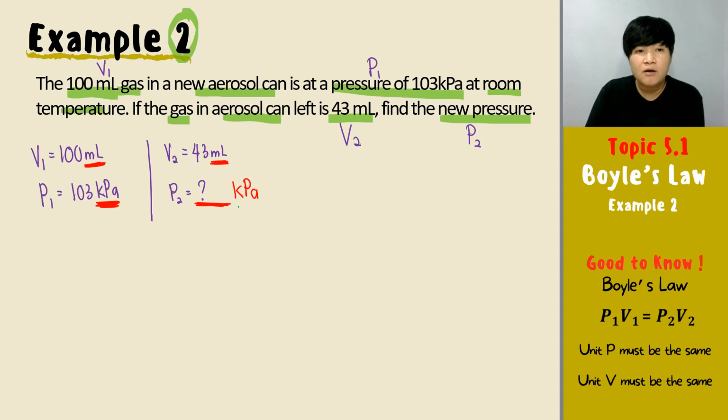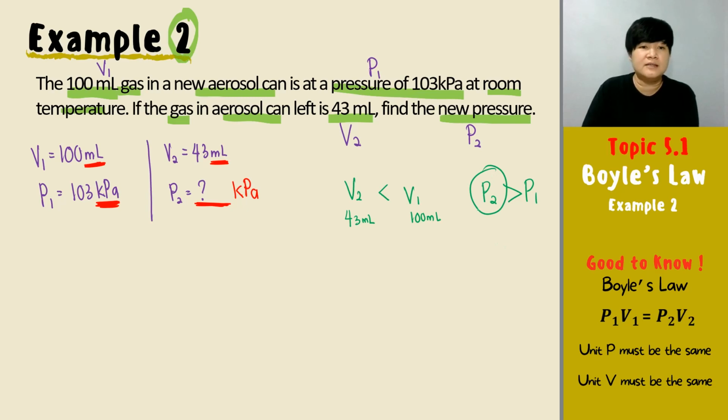And what do you think the P2 will be? Whether it's higher or lower than the P1. Looking at the volume, your V2 over here is 43. Your V1 is 100 milliliter. And from there, you can see your V2 is smaller than your V1. Why can your V2 be smaller than your V1? Because your P2 is higher than your P1. Okay? So the P2 calculated must be larger than 103 kilopascal.